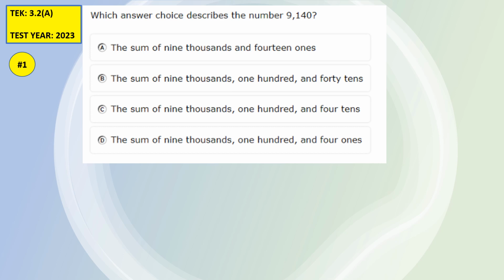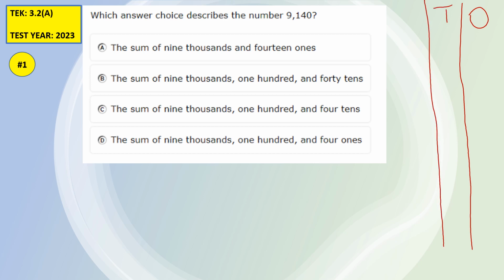Okay, let's look at solving this particular question. So anytime you have a number and it's describing different place values, the best thing to do on your scratch paper is go ahead and create a place value chart. And I would fill in each answer into my place value chart to determine if that answer is actually correct. So I have my ones place, my tens place, my hundreds place, and my thousands place.